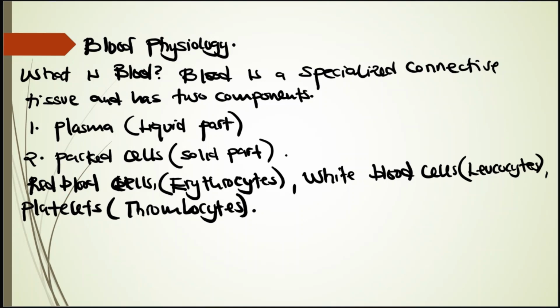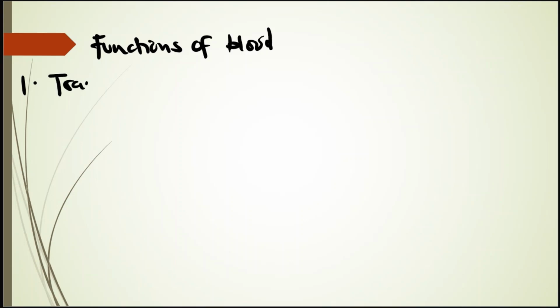Before we discuss these components of blood, let's look at the functions of blood. Number 1 is transportation of gases. Blood transfers oxygen from the lungs to the tissues, and it transfers carbon dioxide as a waste product from the tissues to the lungs so that it can be expelled out of the body.